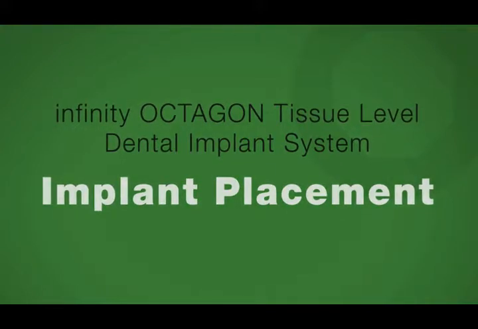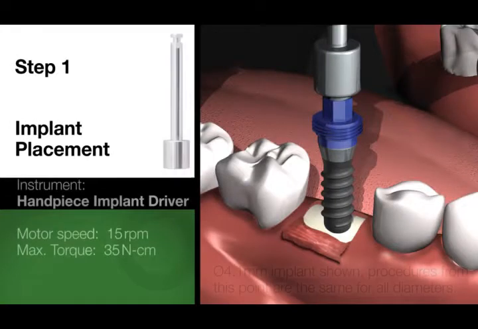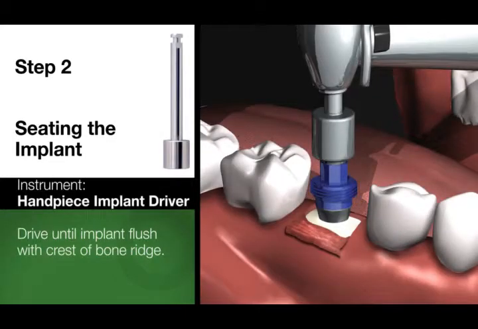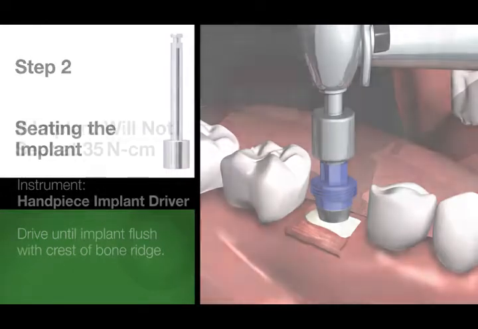Placing the Infinity OCTAGON implant into the osteotomy. Step 1. Implant placement. Insert the implant into the osteotomy using a slow motor speed of 15 RPM and a maximum insertion torque of 35 Newton-centimeters. Step 2. Seating the OCTAGON implant. Drive the implant until it is fully seated and flush with the crest of the bone ridge.